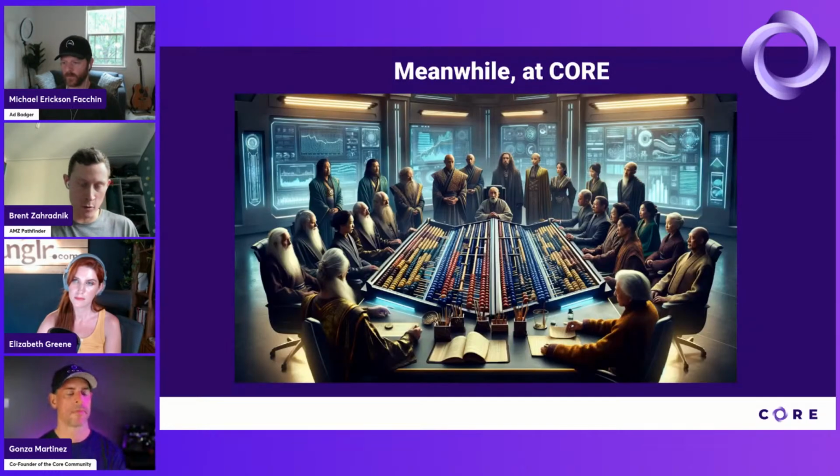So at Core, we're more like this. Instead of professional wrestling, we're more like the table of elders with the abacus. And I just feel like my brain got a bit of an abacus workout just now with Liz, Mike, and Gonzo with all the numbers. But this is us, right? We have the screens up. We're looking at all the stats. We're analyzing the charts. We're looking at the numbers, and we're having a discussion we can come back to later.